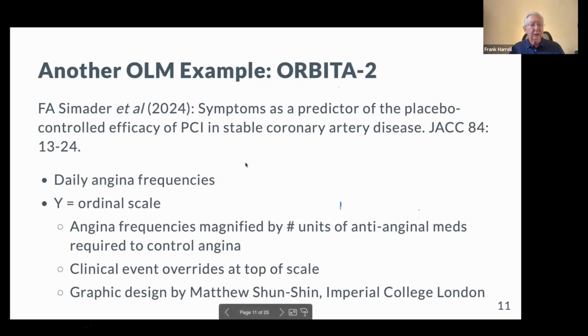The basic data being collected are daily angina frequencies, and an ordinal scale is created from that. And then Matthew and his colleagues worked very hard to figure out what's the best way of handling rescue therapy. Somebody who needs anti-anginal meds needs to be given a penalty for that because they might be partially controlling their angina. They're modifying the natural history of angina. So if it takes you a lot of medicines to keep your angina frequency down, you have this magnifier here that's added to the ordinal outcome. And then you have clinical events at the top of the scale.